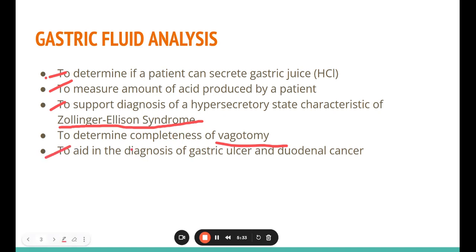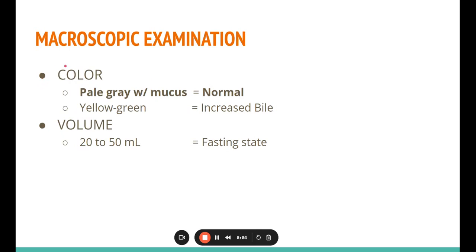Lastly, is to aid in the diagnosis of gastric ulcer and duodenal cancer. These cancers can occur when hypersecretory state, like what happens in the Zollinger-Ellison syndrome, is left untreated. So we will discuss more about this condition later on. For now, let us talk about the macroscopic examination of gastric fluid.